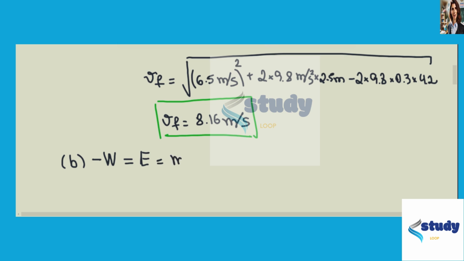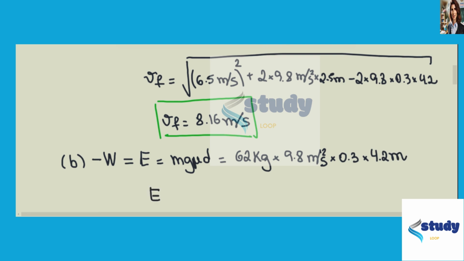So it's just mg mu d. M is 62 kilograms, G is 9.8 meters per second squared, mu is 0.3, while D is equal to 4.2 meters. So the internal energy increases by 766 joules. And this concludes our exercise.